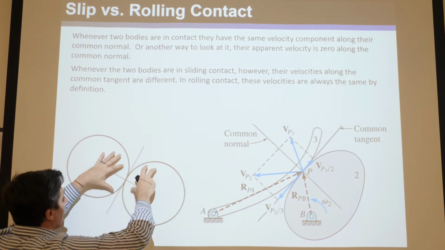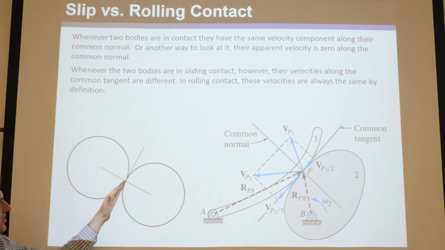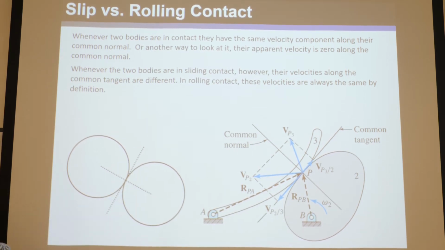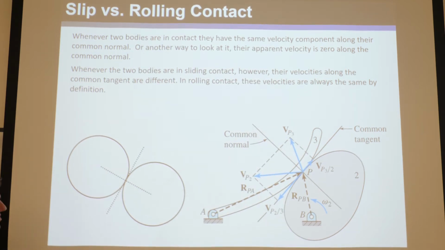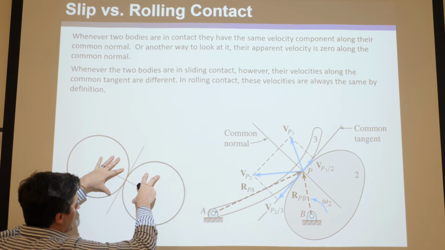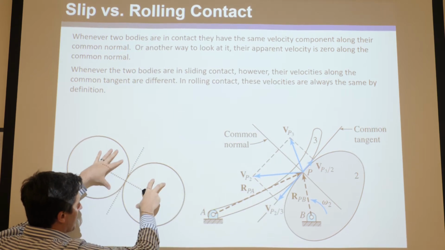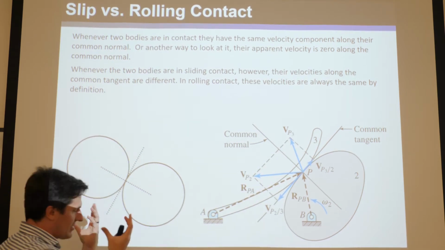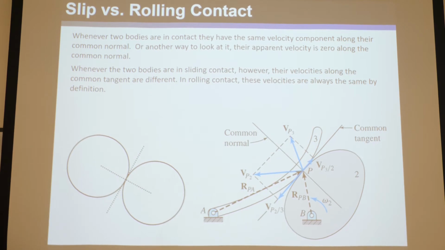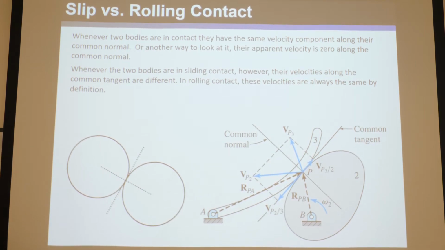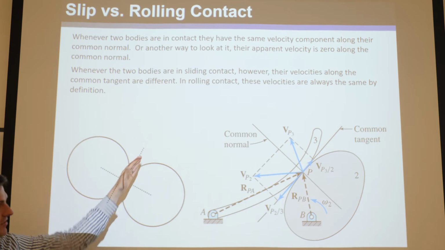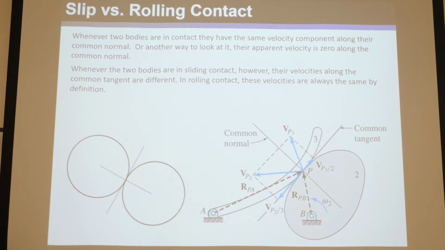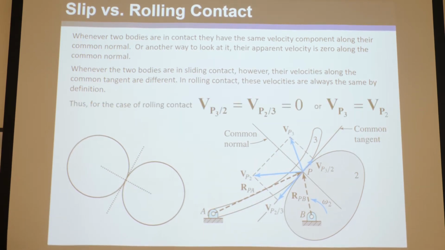And so if you're sliding, that means your velocity in the tangential direction is not the same. Of course, they're not. If they were the same, then these would not be moving relative to each other. But if they're different, then they're actually sliding, right? So it's kind of obvious. And that's to say, their apparent velocities are also obviously different, not zero in this direction. So the apparent velocities are not zero.